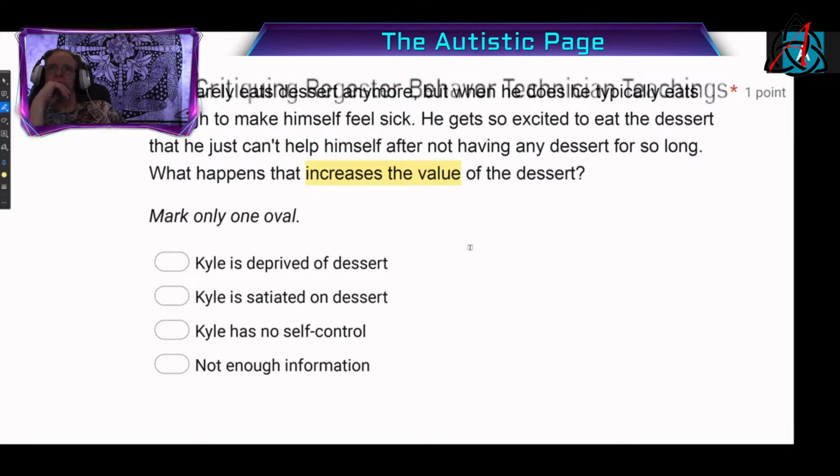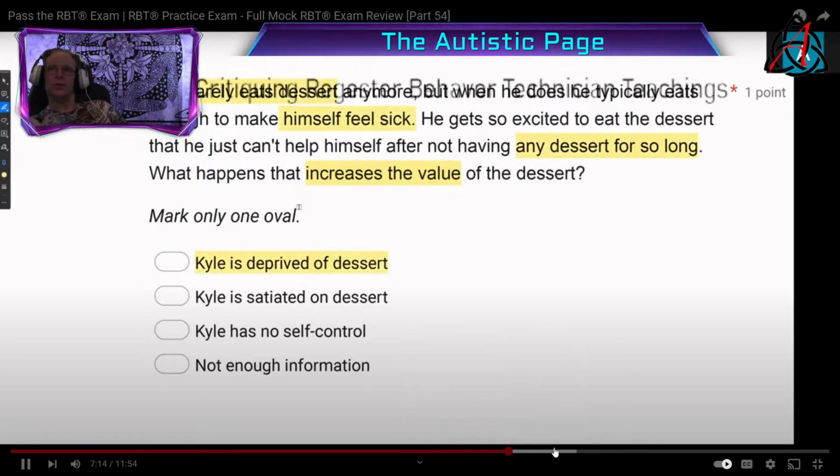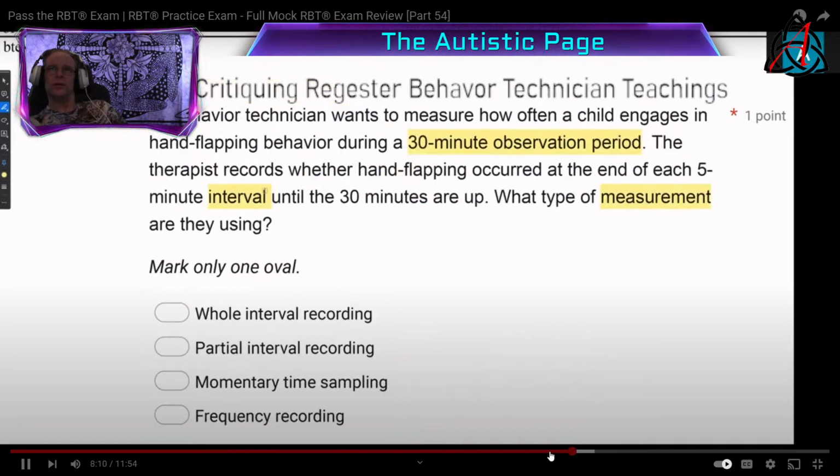Now, when we talk about deprivation, what are we talking about? When you are deprived of something, that means you're not getting enough of something. And when you're deprived of something, that thing you're deprived of becomes more valuable. When you're satiated on something, you're getting too much of something. And whatever you're satiated on becomes less valuable. So if it becomes more valuable. So when he gets examples, all right, here we go.